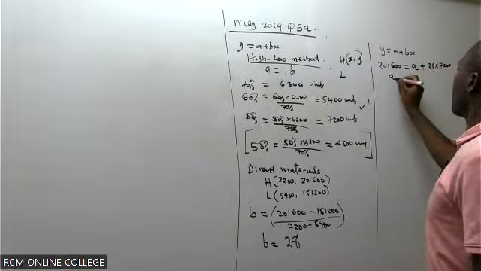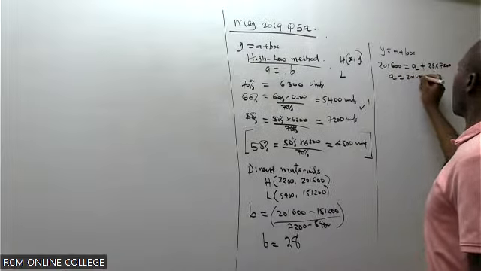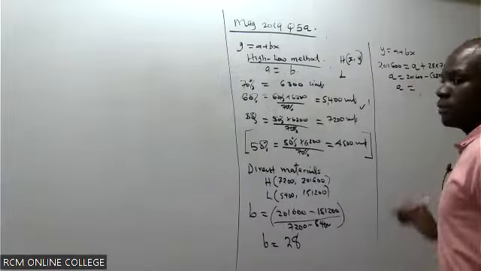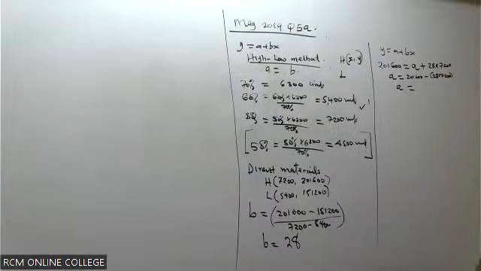What is the value of A? 201,600 minus 28 by 7,200. What is the value of A?